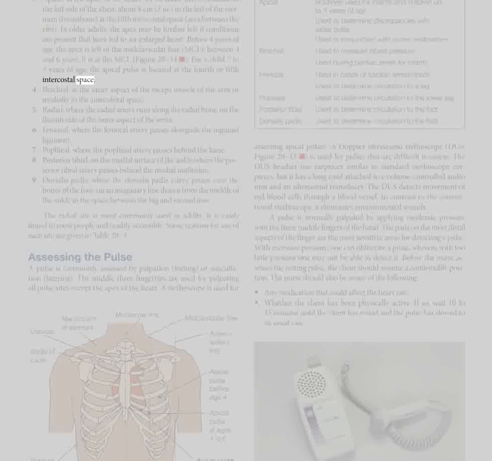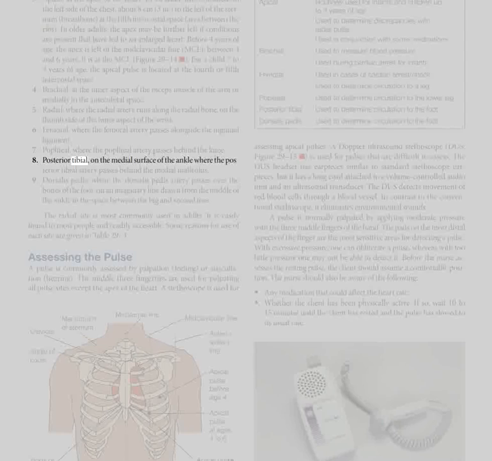4. Brachial, at the inner aspect of the biceps muscle of the arm, or medially in the antecubital space. 5. Radial, where the radial artery runs along the radial bone, on the thumb side of the inner aspect of the wrist. 6. Femoral, where the femoral artery passes alongside the inguinal ligament. 7. Popliteal, where the popliteal artery passes behind the knee.